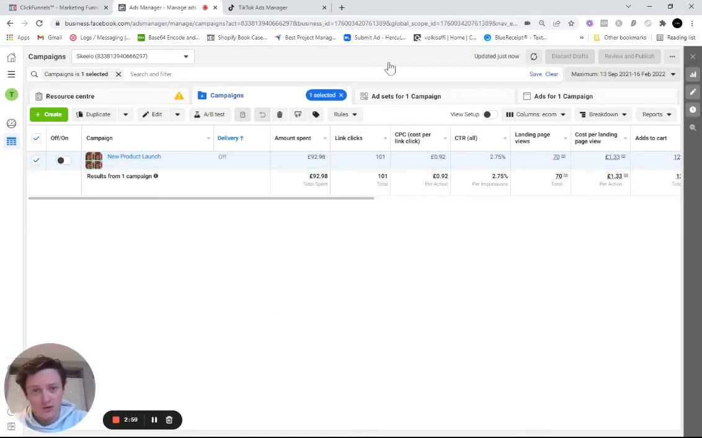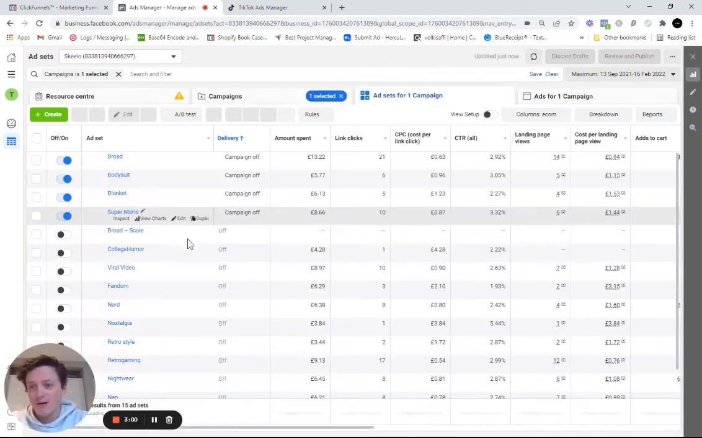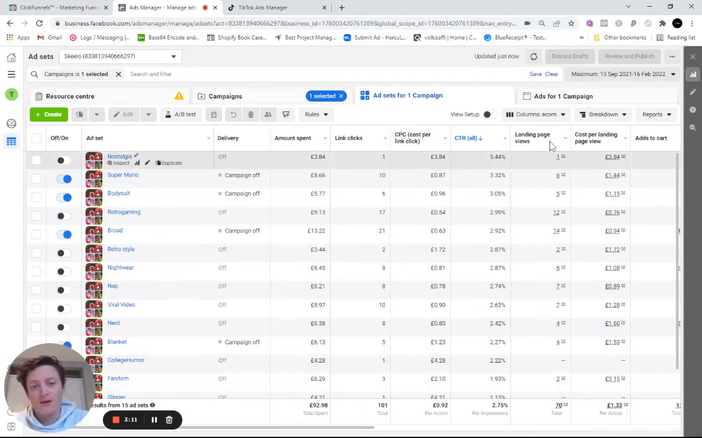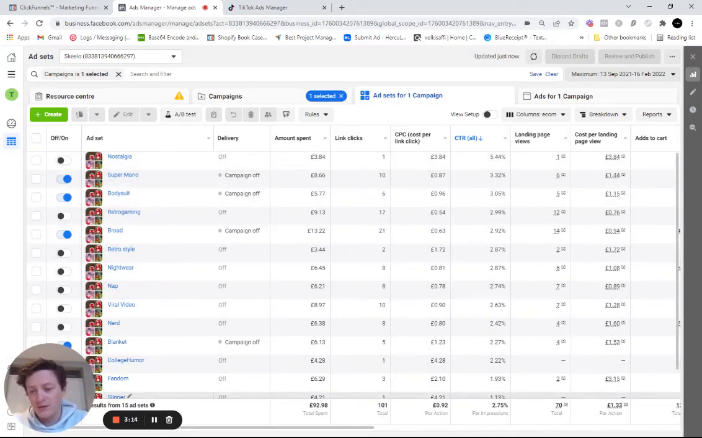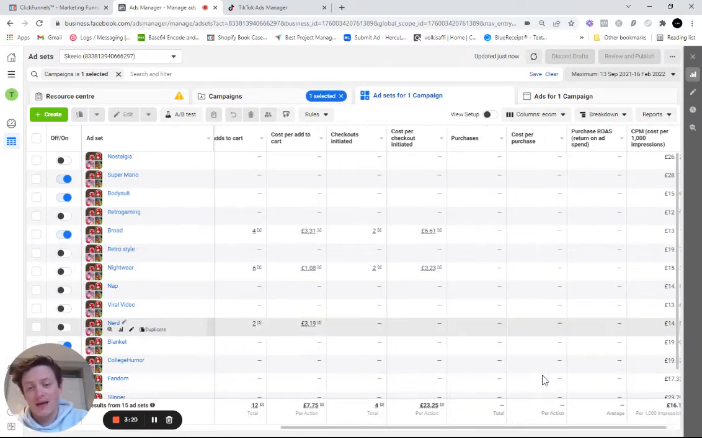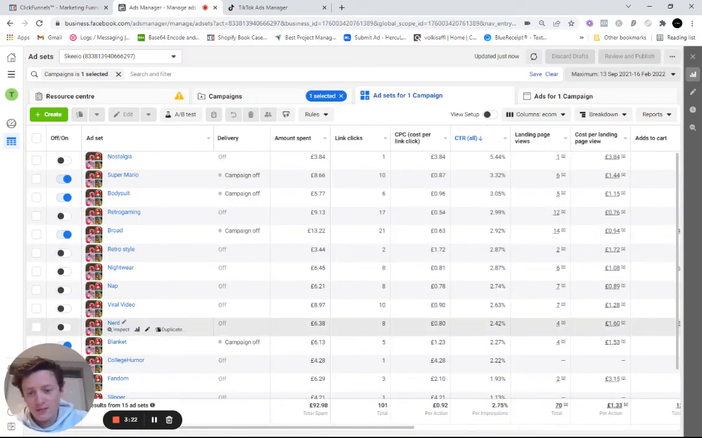So you can see here the new product launch campaign. This is on Facebook. Pretty much the same thing. This here is 15 ad sets I created. Each of these are at £10 per day in spend. And if we scroll across here, we look at the click-through rate, you can see the ads performed incredibly well. 2.75 average click-through rate is incredibly good. And if we look at the CPMs on this, £16 CPM. Now, although I spent £92, I didn't get any purchases.